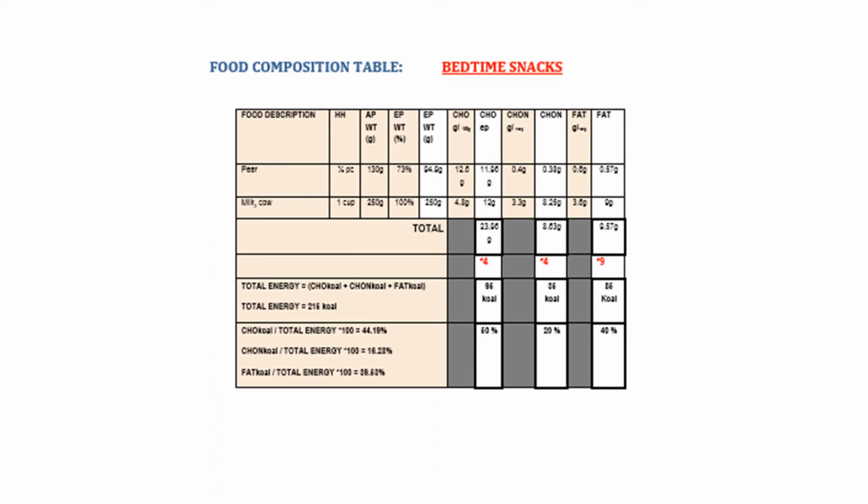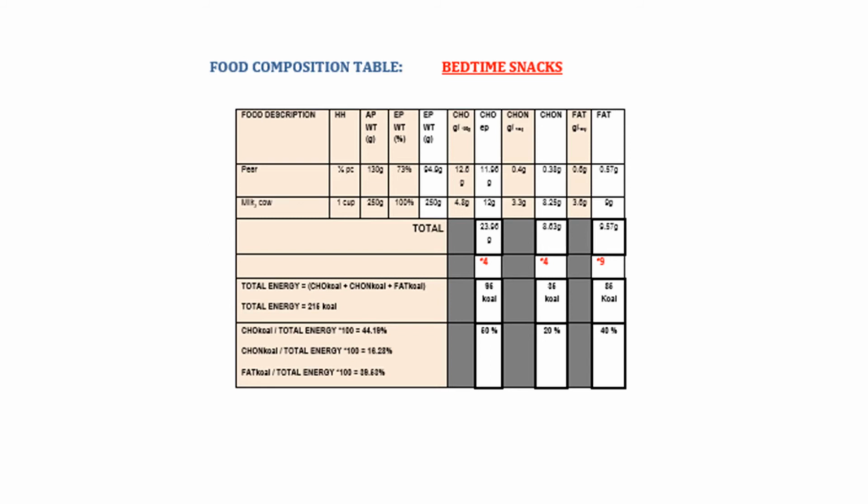To convert it for energy, our carbohydrates is 23.96 grams times 4, which equates to 95 kilocalories. For protein, 8.63 grams times 4 is 39 kilocalories, and for the fat is 9.57 grams times 9 equals 85 kilocalories.